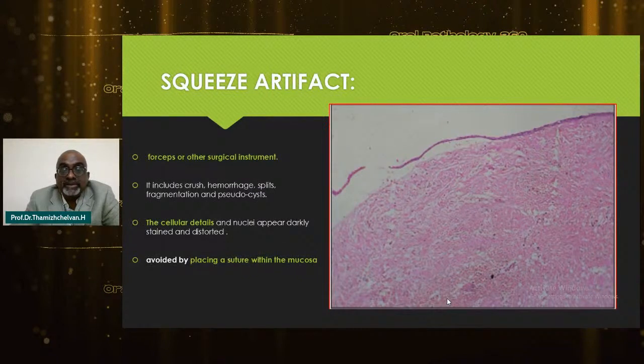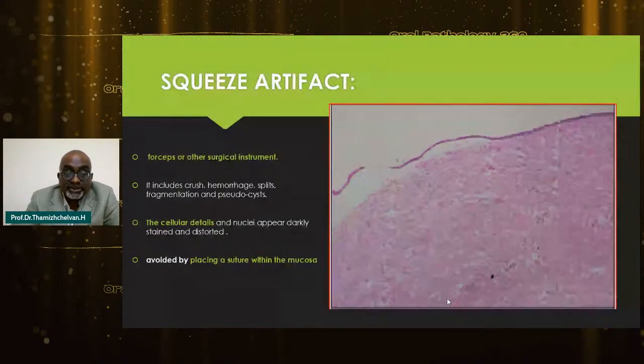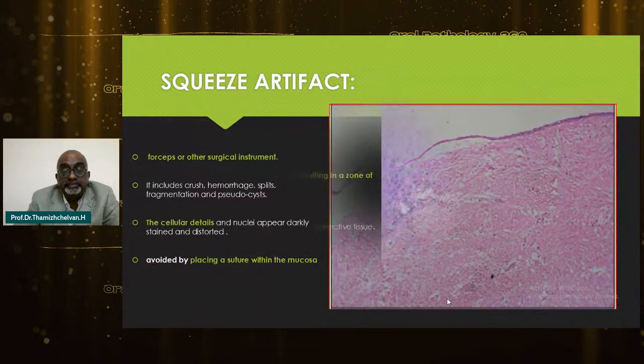And we also have the squeeze artifact because the surgeons normally tend to hold the tissue with a forceps. And this will include crush, hemorrhage, and splits. And also, the epithelium might be distorted in many cases. So here, the cellular details and nuclei are darkly stained and distorted. And this can be avoided by placing a suture within the mucosa.